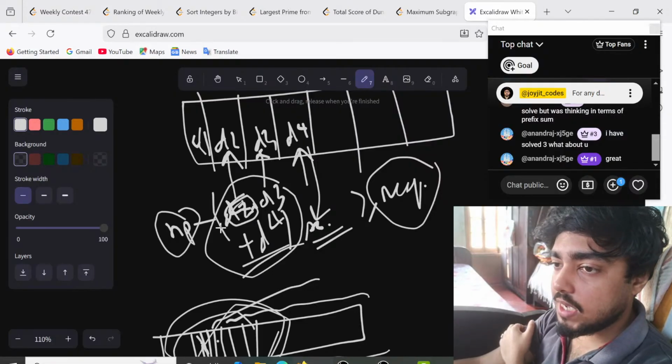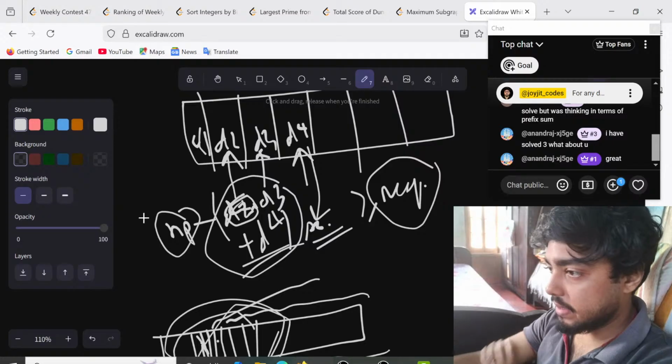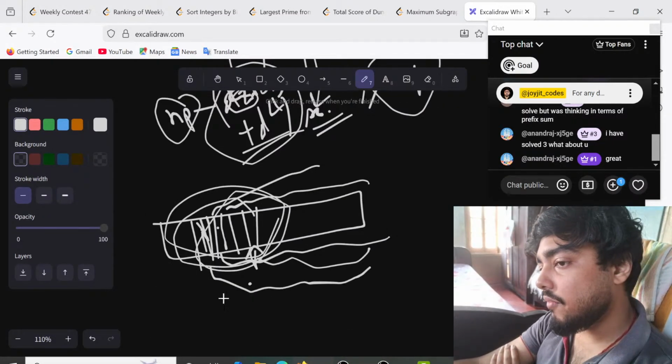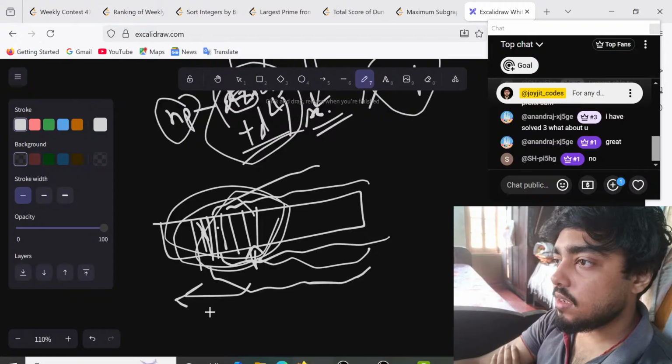Okay, so HP plus D2, D3, D4, this thing should be greater than or equal to the requirement. If this condition is satisfied, then you can go farther left.